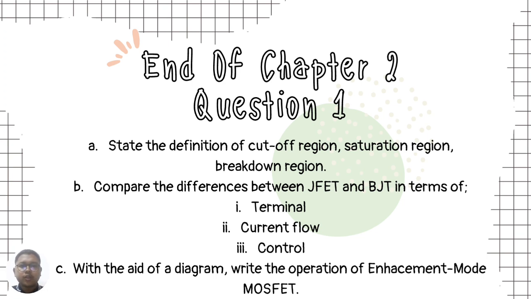Okay, this is question 1 in end of chapter 2. We have 3 questions: state the definition of cutoff region, saturation region, and breakdown region; compare the differences between JFET and BJT in terms of terminal, current flow, and control; and with the aid of a diagram, write the operation of enhancement mode MOSFET.